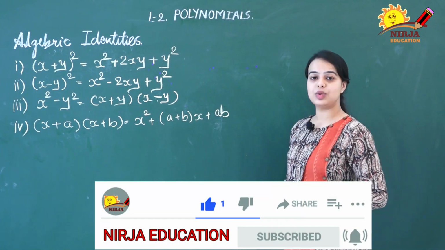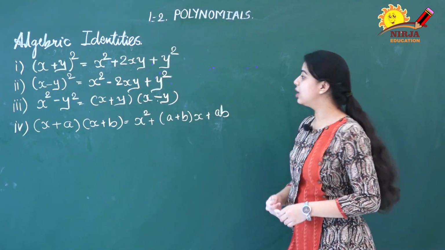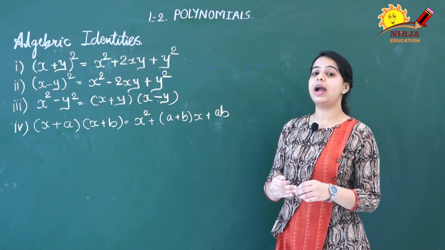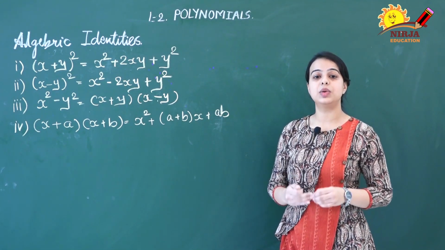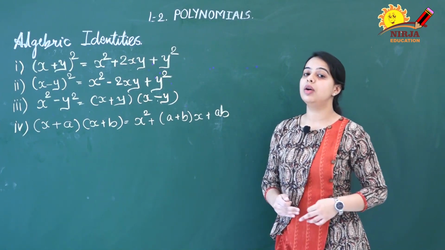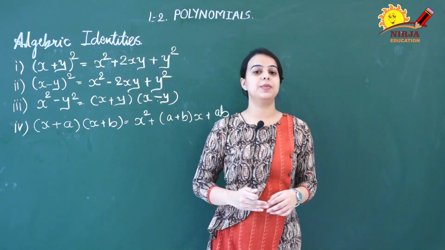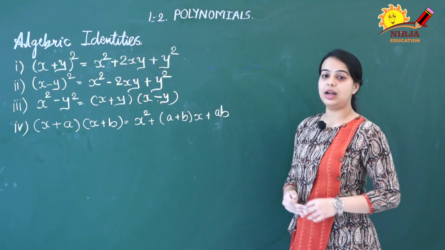So today we are going to see algebraic identities from your second chapter. Let's recall what we mean by algebraic identities. Algebraic identities are nothing but algebraic expressions which are true for all values of the variables occurring in them, and you have studied some of the algebraic identities in your previous classes. So now let's see that.